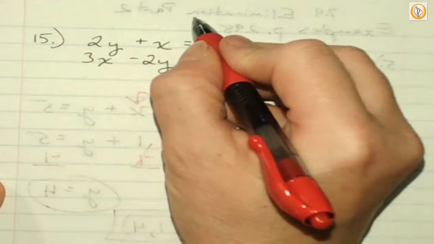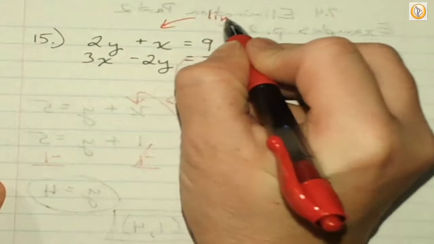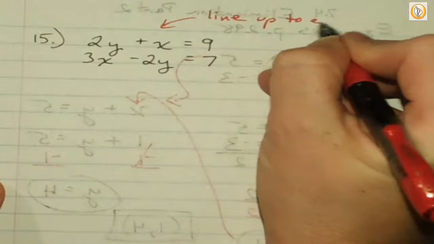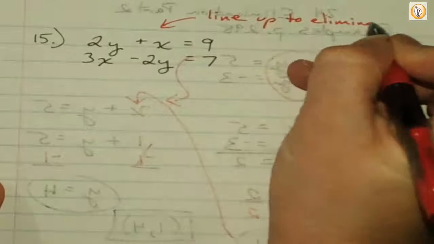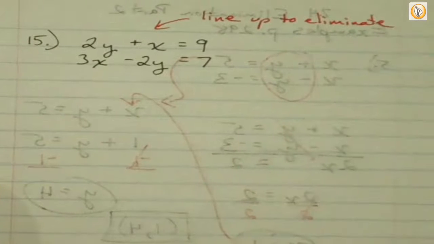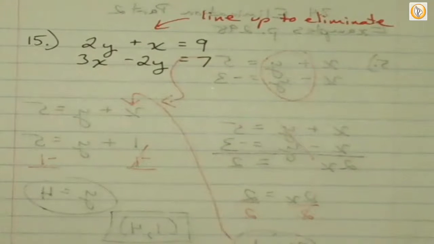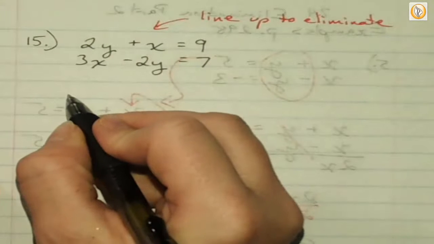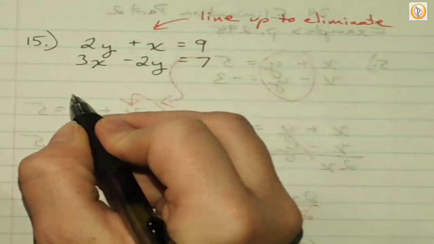So you want to line up to eliminate. You want to line up to eliminate. And it doesn't matter how you do it. Like, I'm going to keep the first one the way it is.